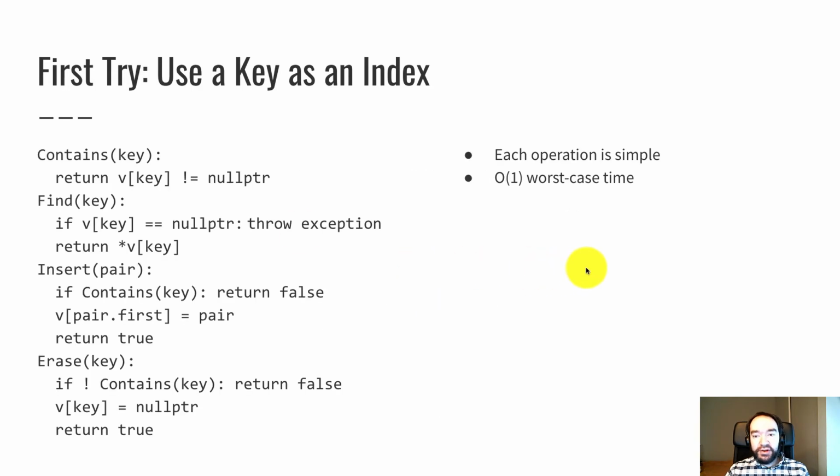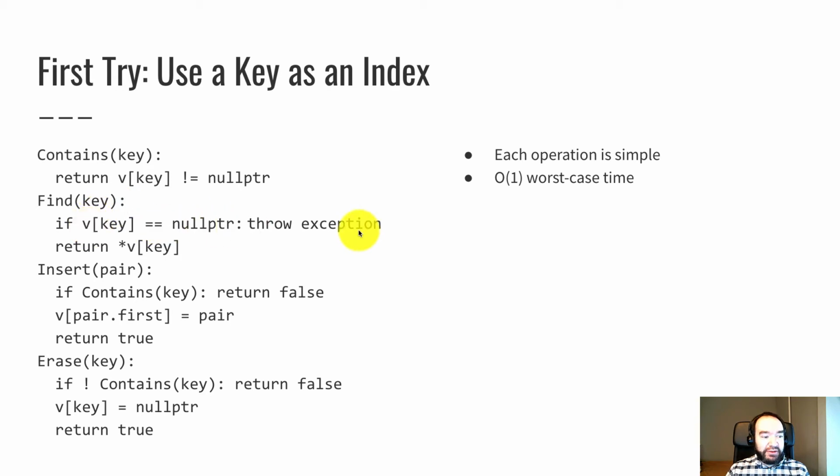So here's what the pseudocode for that would look like. In order to determine if a key is present, we just look up v at index key, and if that's not null, then key is present. In order to find a key, what we do is the same thing. If v of key is null, then throw an exception.